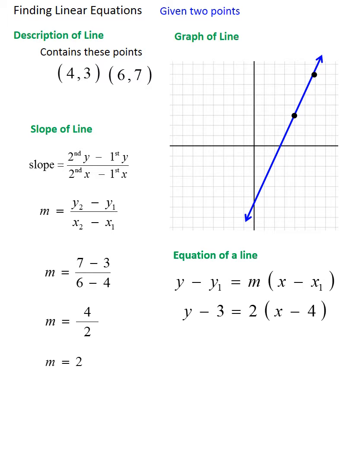Now, I plug in all the numbers that I know. Let me clarify where these came from. The 2 came from the slope that I just found. The 4 came from my first x. And the 3 came from my first y. It's also worth noting that the x and y without the subscript 1 under them, those are the variables. Don't replace them with any particular numbers. We need an x and y to have a valid equation, so leave those alone.